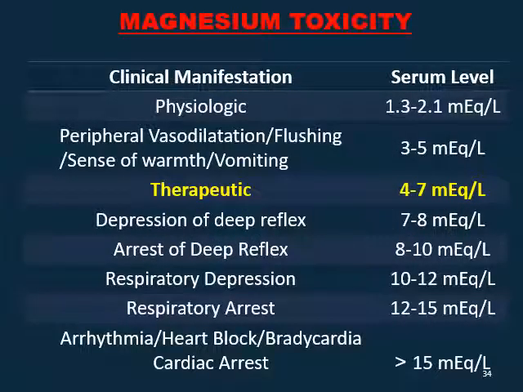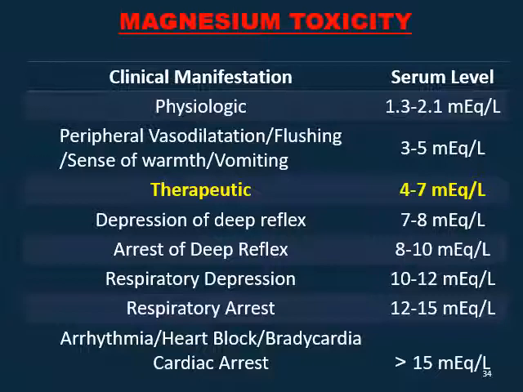Normal serum magnesium level is 1.3 to 2.1 milliequivalent per liter. Peripheral vasodilatation, flushing, and vomiting may occur at level of 3 to 5. Therapeutic level of magnesium sulfate is reached when serum magnesium level is 4 to 7 milliequivalent per liter. Depression of deep reflex occurs at 7 to 8 milliequivalent per liter.